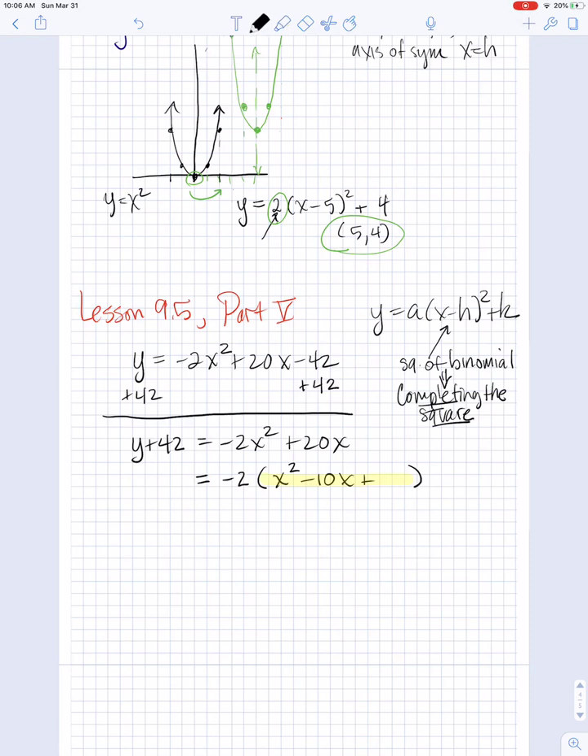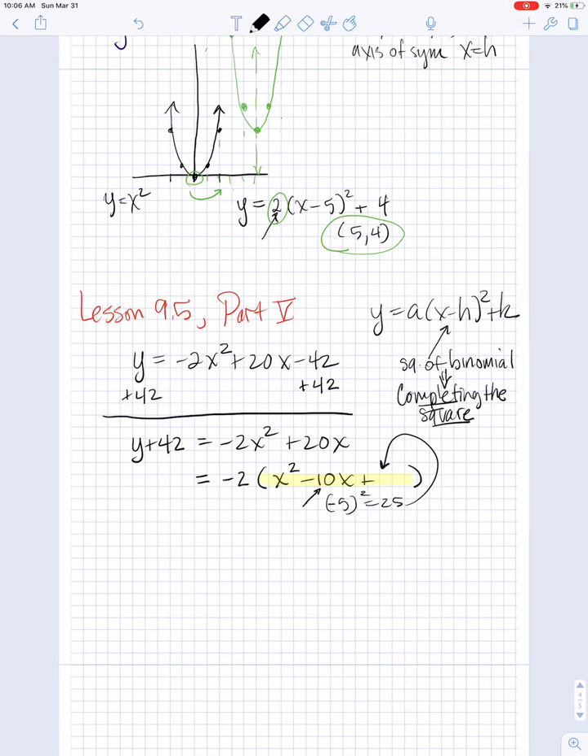So, okay, what would be C to make this become a perfect square trinomial? Well, I need half of negative 10, which is negative 5, and negative 5 squared equals 25. So if I put a 25 right in here, then I've got a perfect square trinomial that we can factor into the square of a binomial, and that looks fantastic.